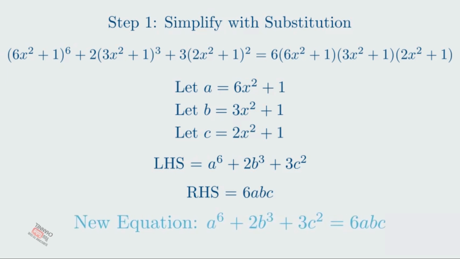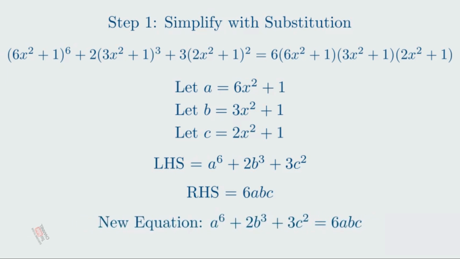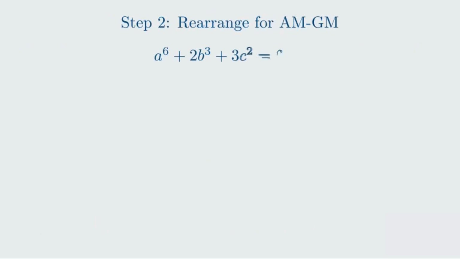This substitution is the first crucial step to making the problem solvable. It converts a complex expression in x into a simpler relationship between a, b, and c. We've transformed the equation into a to the sixth plus 2b cubed plus 3c squared equals 6abc. Notice the 6abc on the right-hand side. This often hints at the AM-GM inequality.